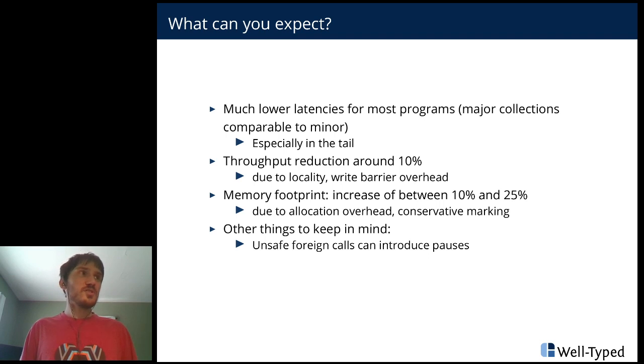The throughput reduction tends to be around 10%, and this is generally due to locality as well as the write barrier overhead, which the mutator is subject to during concurrent marking. We see a memory footprint increase of between 10 and 25%, and that's in part due to the allocator overhead, in part due to the conservative nature of marking.